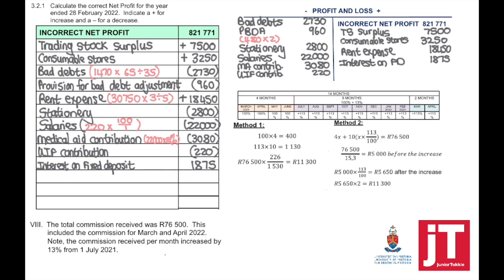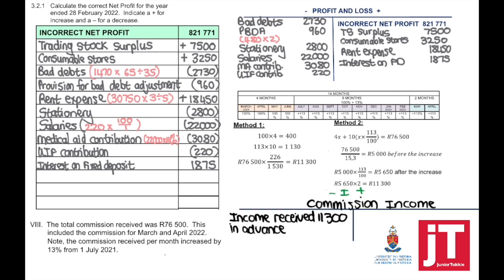Method number 2, for 4 months it was at an X amount, and for 10 months it was at X times 113 divided by 100. When you're using X, it will provide you with the figure before the increase. Then we still need to work out the amount after the increase, and then we need to times that by 2, because 2 months was received in advance.